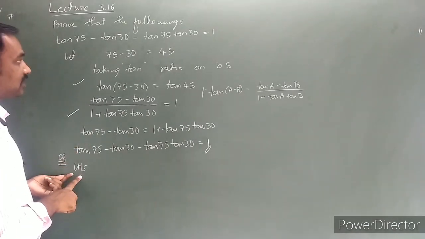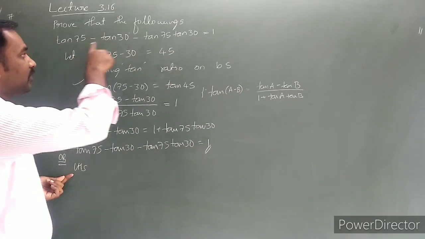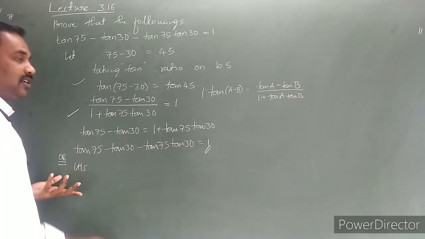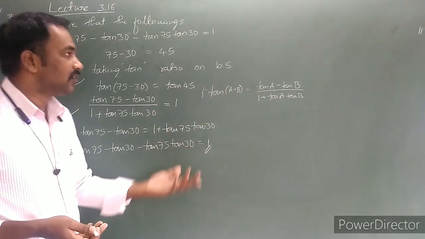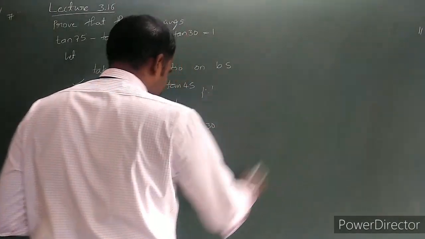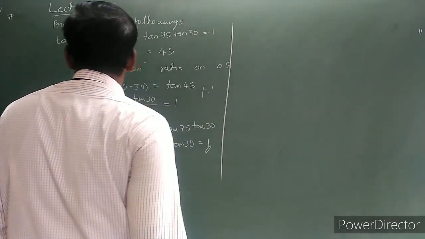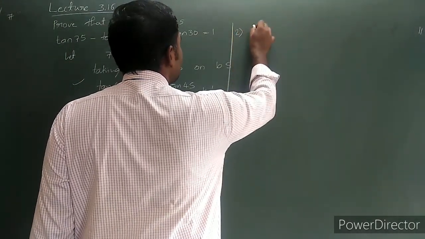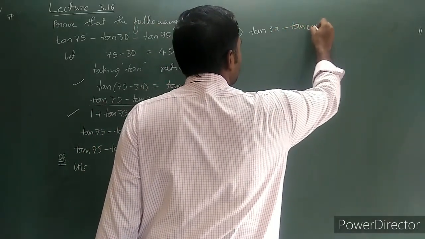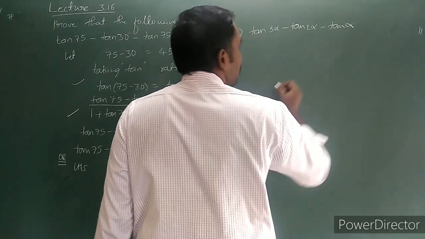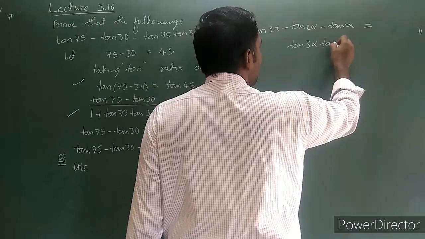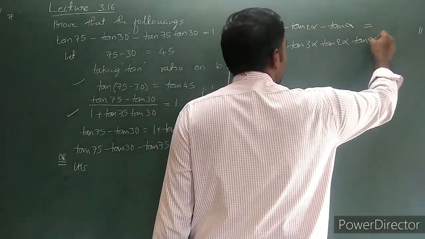The other method means take the LHS value, replace the tan of 75 value and tan of 30 value, simplify, and we will get the required answer. So this is how we have to solve the problem. Now, the next problem is in the same manner, but instead of a definite angle, here they use a general angle. For example, tan of 3 alpha minus tan of 2 alpha minus tan of alpha is equal to tan of 3 alpha into tan of 2 alpha into tan of alpha.